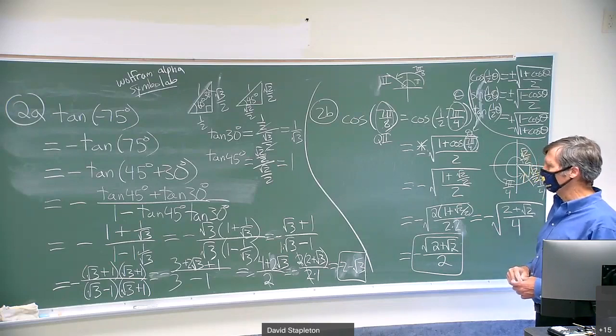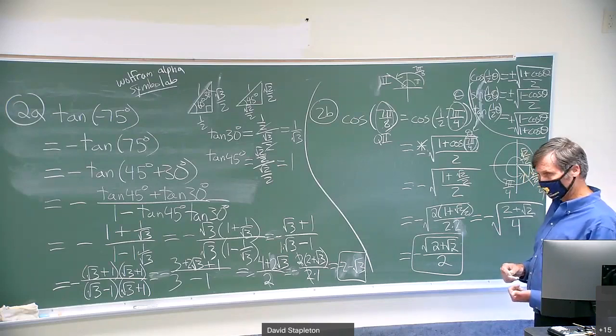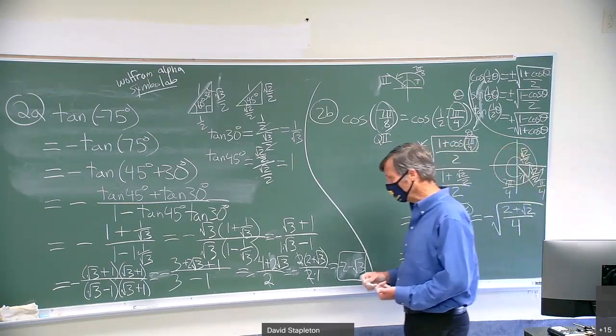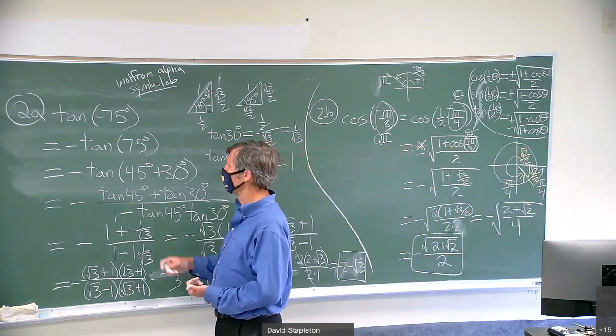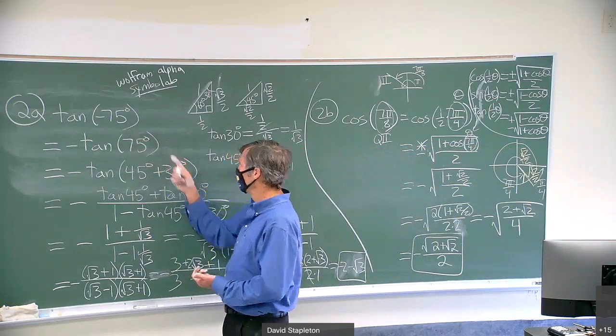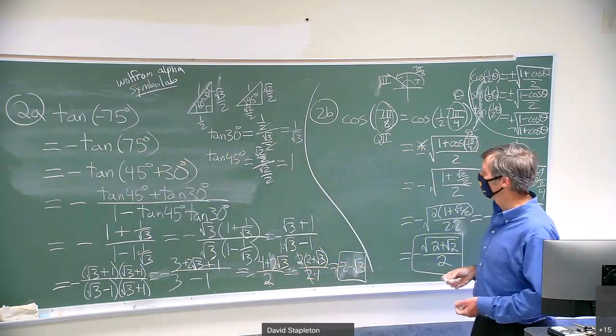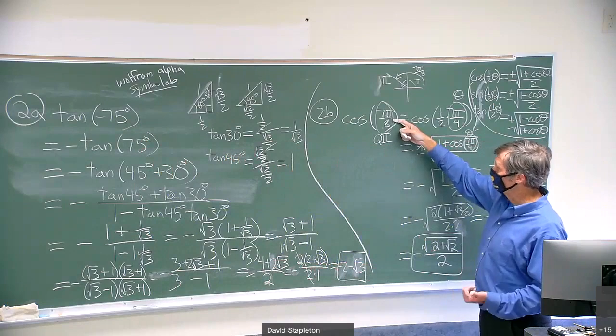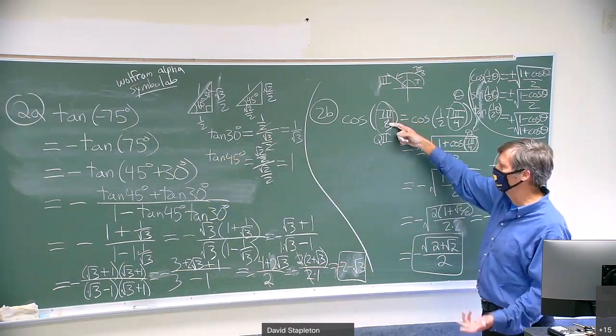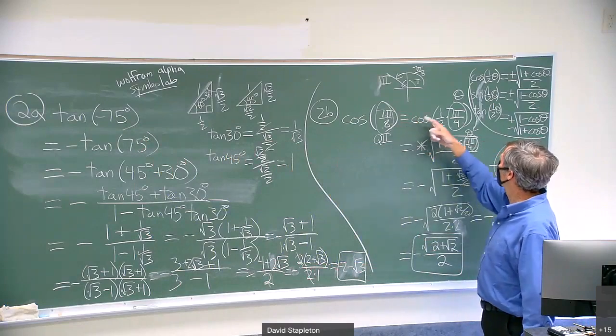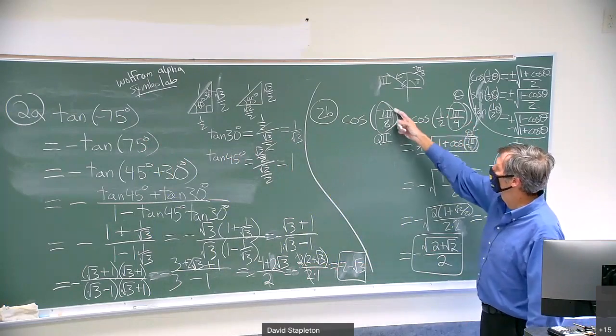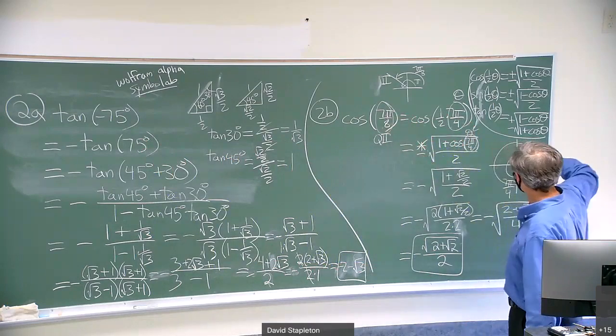Everybody feel good about that? 2 different ways to do non-special angles. Any multiple of 15 degrees, you can do either a half angle formula or a sum or difference formula. If it's not a multiple of 15 degrees, but half of some other angle whose trig functions you know, you can use a half angle formula. Like this one is half of 315 degrees.